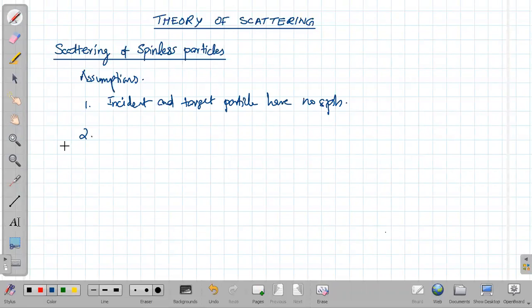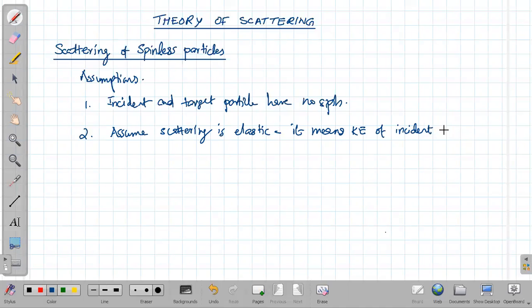Now the second thing is we assume the scattering is elastic. Elastic means the incident particle and the scattered particle will have the same kinetic energy. That is, the kinetic energy of the incident particle is not lost. So the kinetic energy of the incident and scattered particles is the same.